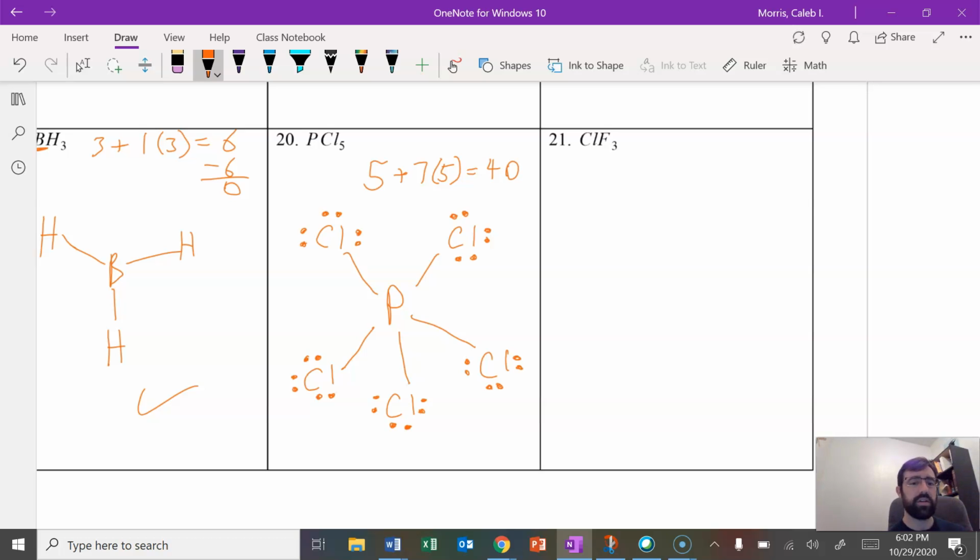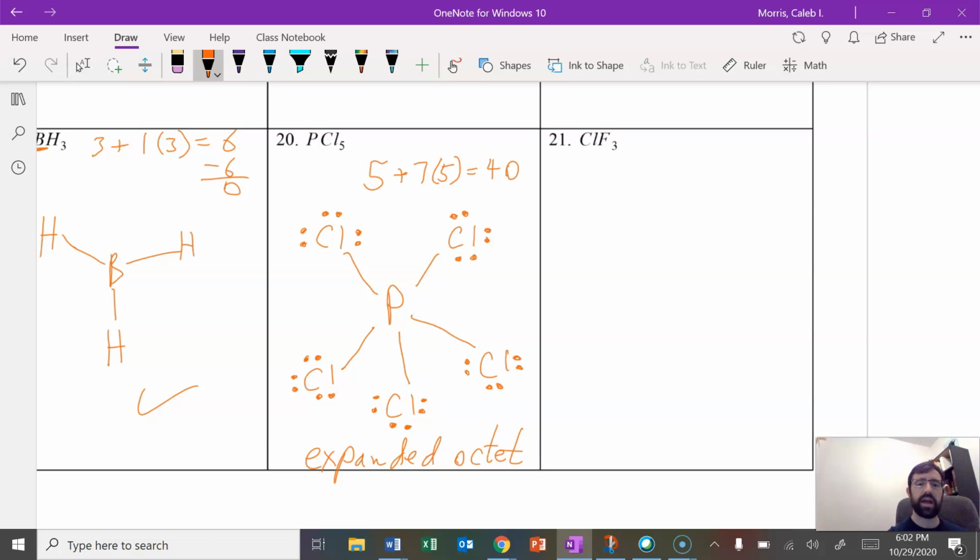If you look at this, chlorine is satisfied. The outsiders are satisfied. That's what we want. And if there are extra electrons, they go on the central atom. Well, the central atom has more than enough. It has way more than it actually wants. It has 10 electrons instead of 8. But remember, this is a case of an expanded octet. You can have more than 8 on the central atom.